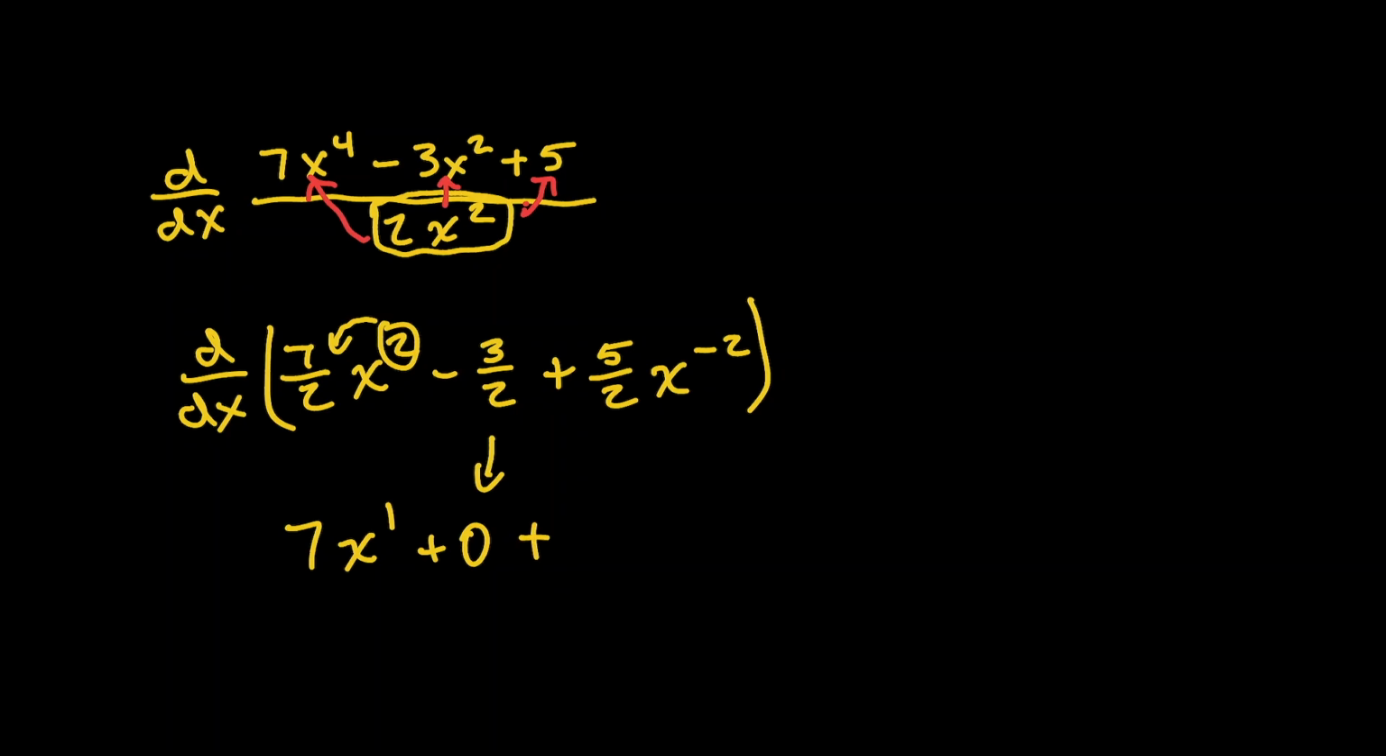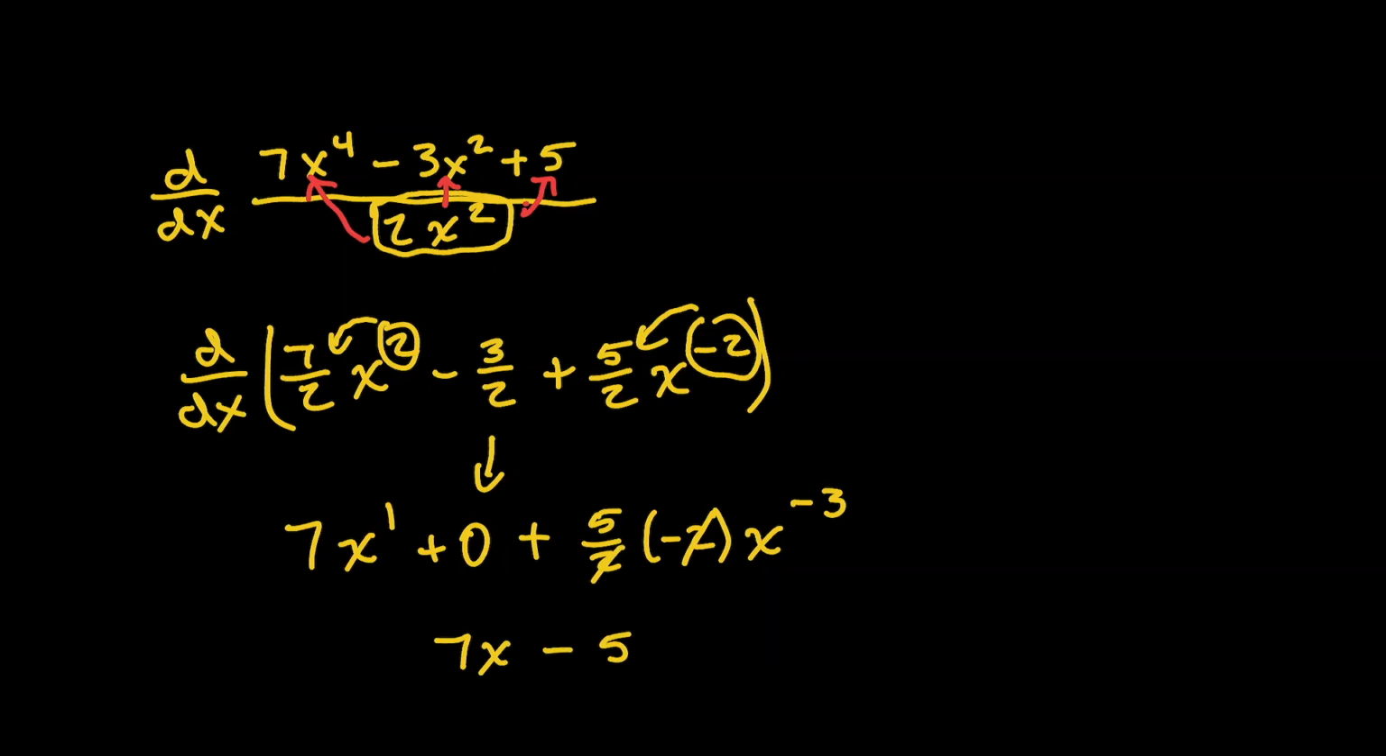And then our final one, the minus 2 comes down. We'll get 5 halves times negative 2, and then x to the minus 3rd power. We can simplify this down. We'll get 7x to the first, or just 7x. These 2's will cancel. You'll get 5 times negative, so minus 5, and then x to the minus 3 power. And you'll see that that's way easier than using the quotient rule. So again, always simplify before taking a derivative. It's really going to help you out.